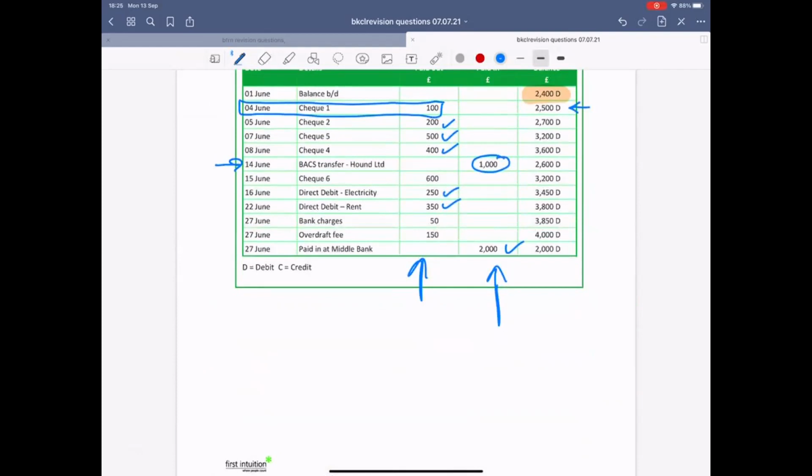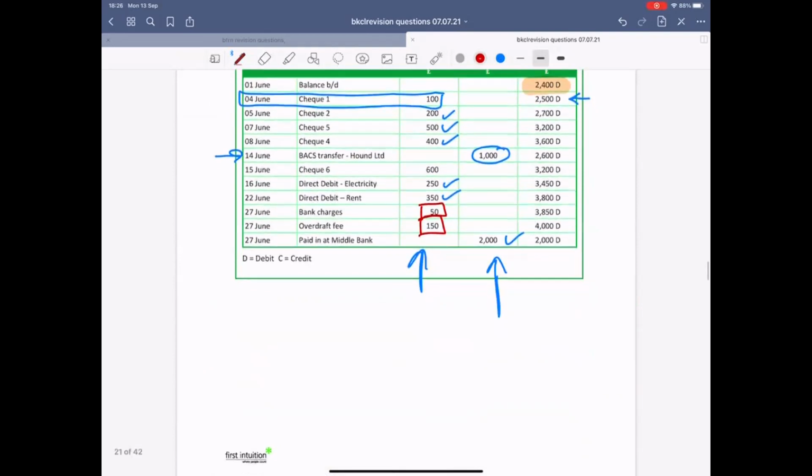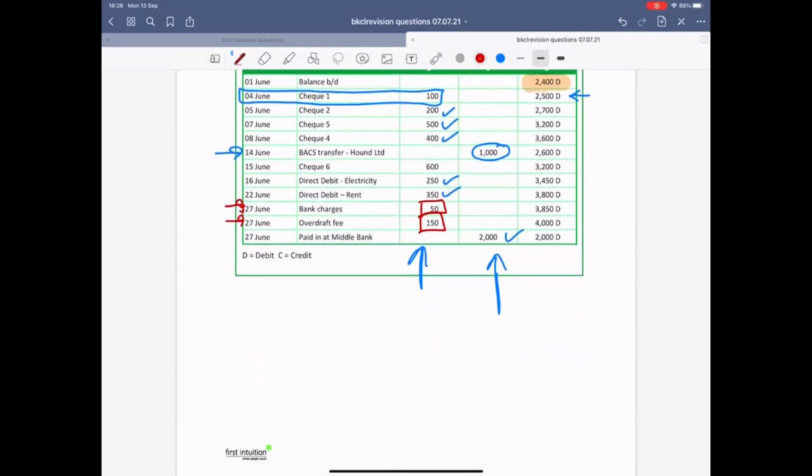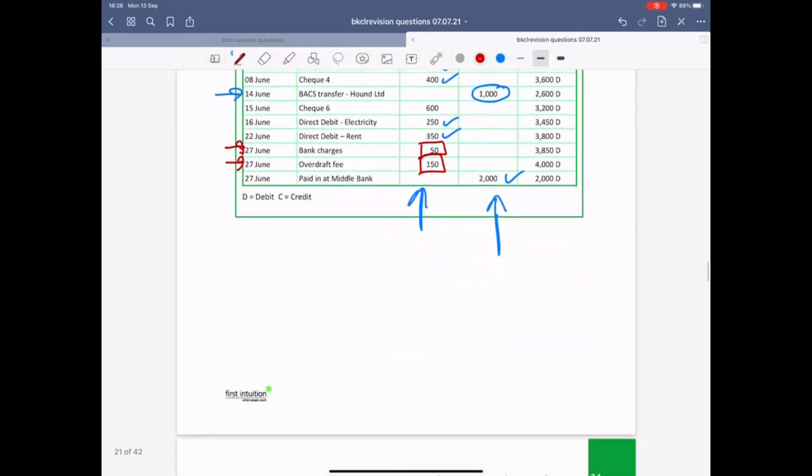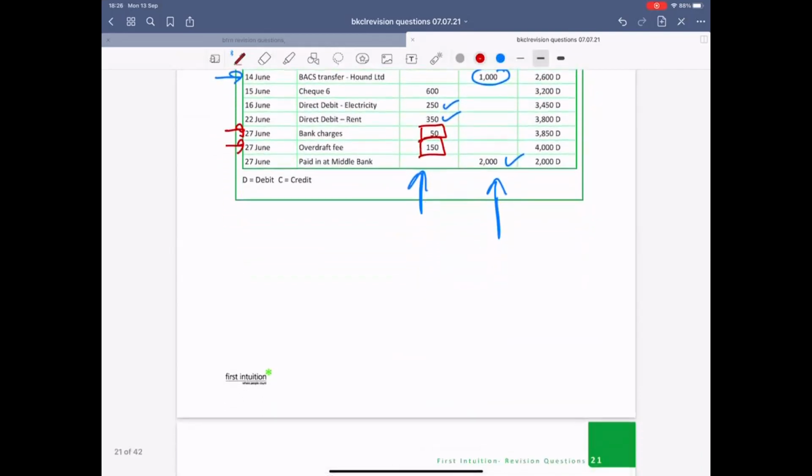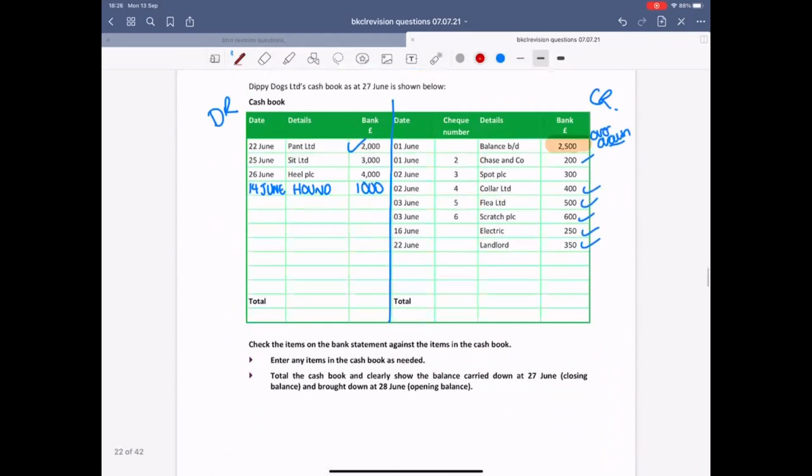So things that we haven't got that we're missing are things like the bank charges and the overdraft fee, things that you would expect to be missing from our actual cash book. So we can write those in as of the dates that they occurred. 27th of June, bank charges of 50, and 27th of June, our overdraft fee of 150. So we'll pop them into the credit side.